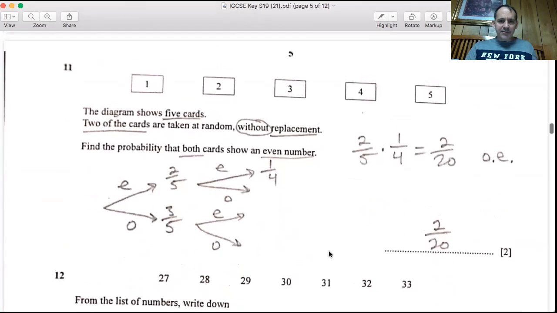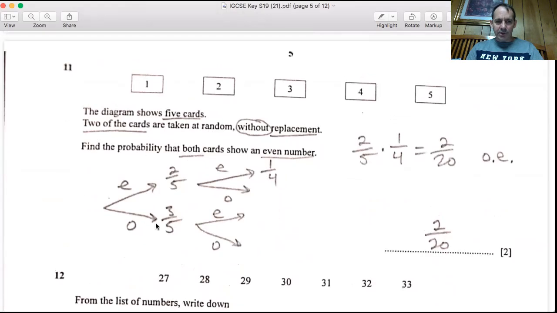Moving on to number 11, we get to a probability question. We have 5 cards numbered 1 to 5. 2 of the cards are taken without replacement, so we don't put it back. Find the probability that both cards show an even number. So our category here is even. So if there's evens, the other category then would be odds.